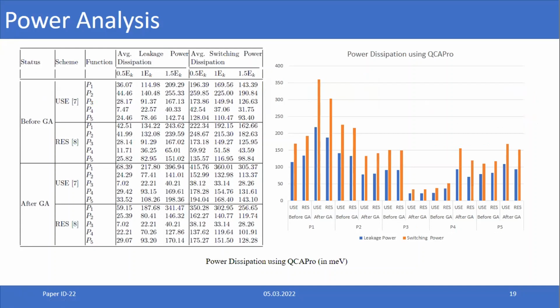And from this slide, we can easily find out that for the P2 and P3 functions after applying GA, the power dissipation is very large for both clocking schemes, USE and RES. And in the case of P4, it is large because the P4 function is an exception for this theoretical algorithm. I will discuss that in my conclusion part.